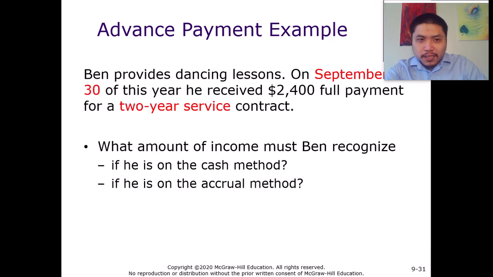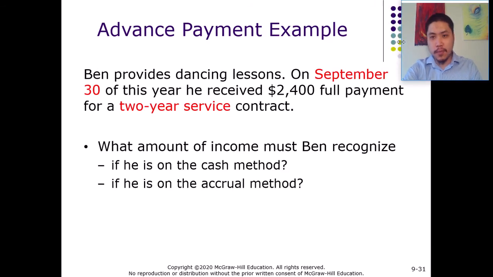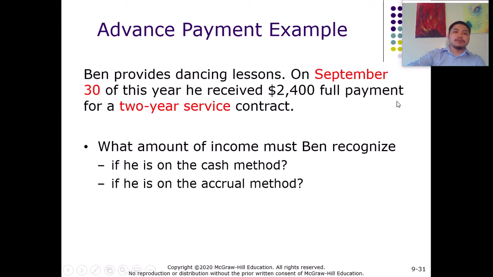So let's look at this example. Maybe it's going to be clearer for you guys to understand this concept. Ben provides dancing lessons, and on September 30th of this year, he received a $2,400 full payment for a 2-year service contract. The question asks, what amount should he recognize if he used the cash method, and what amount should he recognize if he used the accrual method?